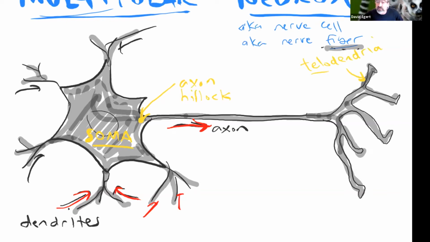And then each of these telodendria ends in these little knobs. They can be called synaptic knobs, or they can be called boutons, meaning little buttons. They have different names. I usually call them boutons because it's just fun. You get to speak French. So the synaptic boutons are the things that are going to talk to other neurons.